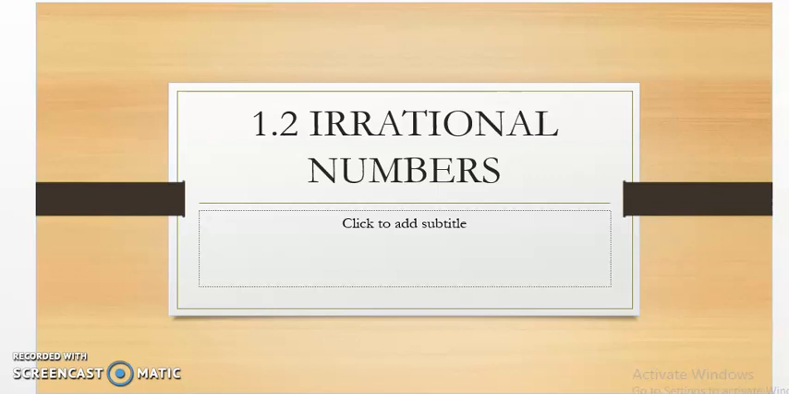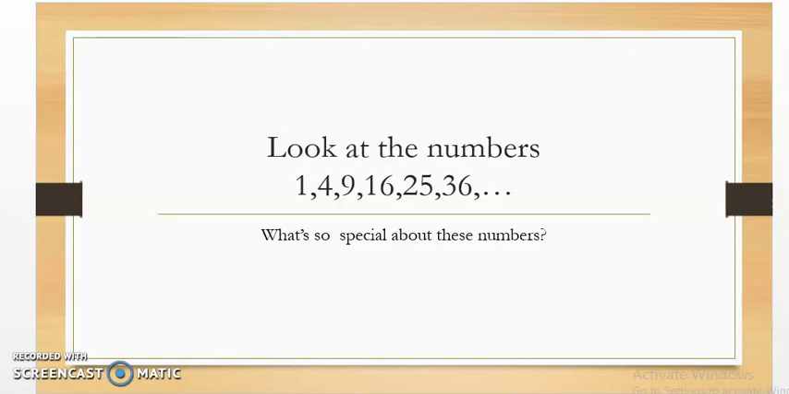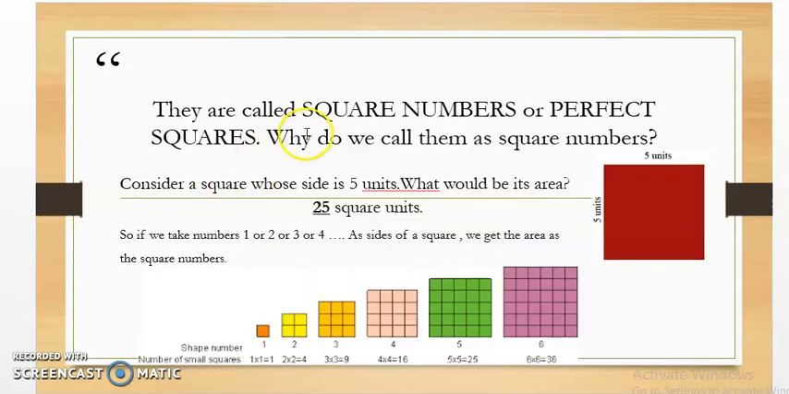Okay, now let us move on to the next section, irrational numbers. So let's look at the numbers 1, 4, 9, 16, 25. Now you might know what is special about these numbers. So what is so special about these numbers? They are called square numbers or perfect squares. Why do we call them square numbers?